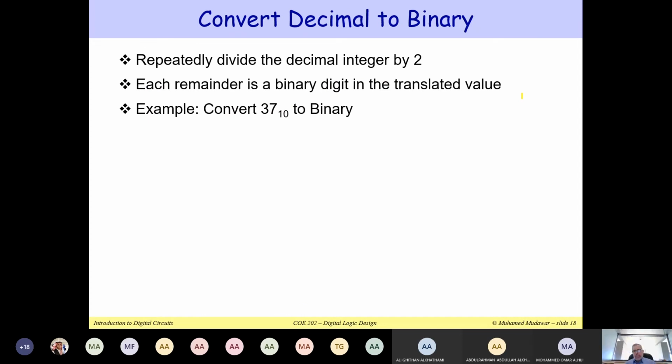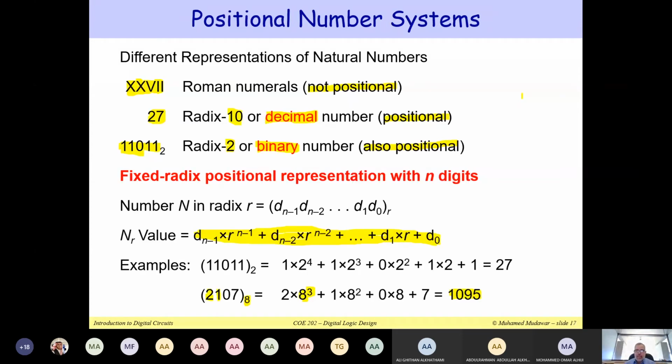Now, to convert a number in any radix to decimal, we use this equation, which is shown here in yellow. So D0 is just digit 0, D1 is multiplied by the radix R, D2 is multiplied by R squared, all the way to n minus 1. This will be the most significant digit. It's multiplied by R raised to the power n minus 1, depending on the value of n, the number of digits inside the number.